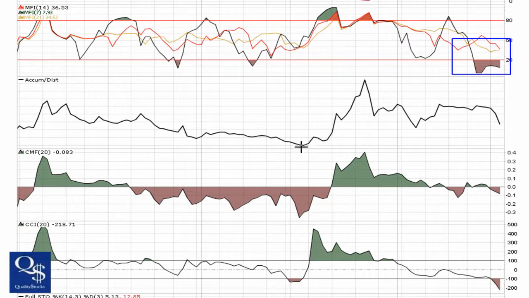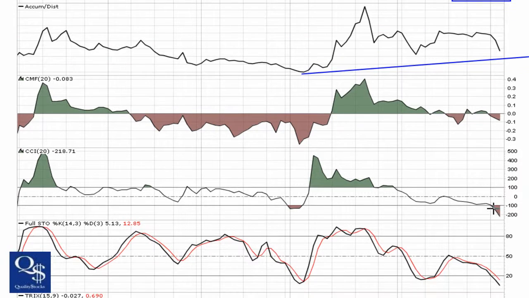Interesting thing to note with the accumulation distribution: trend line's been broken, but it still could try and make a higher high. So you're going to look for that to see if it's going to get any buying pressure to reverse course. Same with Chaikin and money flow, holding around zero, relatively neutral, but selling pressure starting to take control.